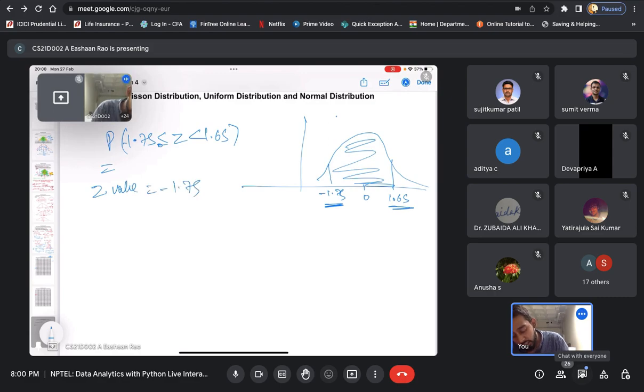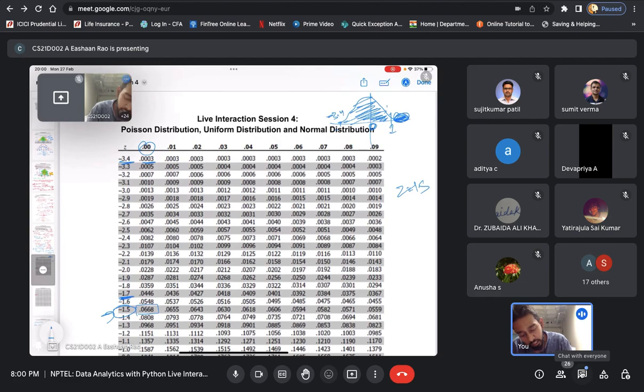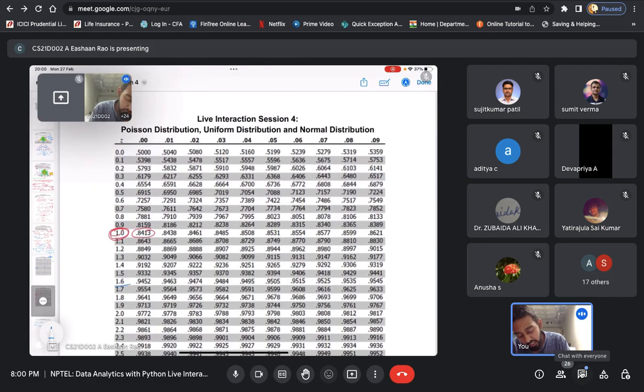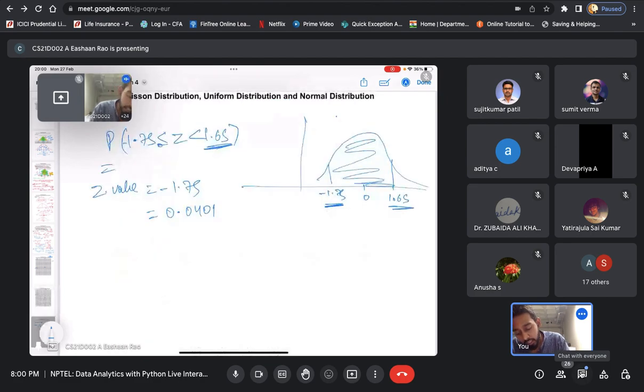So let's find the z value for minus 1.75. I have minus 1.7, and in that 5 is there, yes, this. So minus 1.7 and minus 0.05 comes to minus 1.75. In that I have a z score value of 0.0401. So I'll just write it out here, 0.0401. Okay, and I need to find the z score value of 1.65. So 1.6 is here and 0.05 is here. If I add this, it becomes 1.65. So here it is 0.9505.